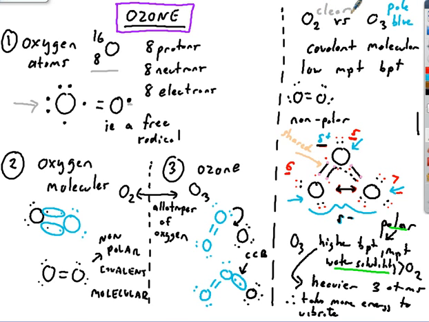So that's a summary of ozone. We've looked at oxygen free radicals, we've looked at oxygen molecules, we've looked at coordinate covalent bonding, we've then had a detailed look at the structure of ozone and why it's slightly polar compared to normal oxygen.